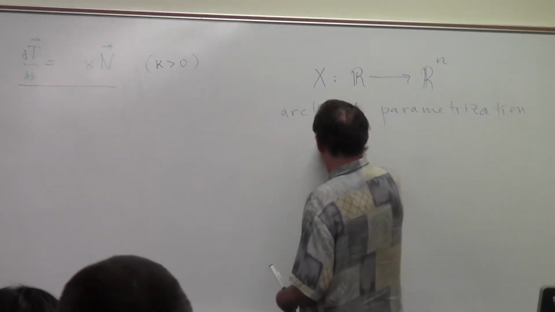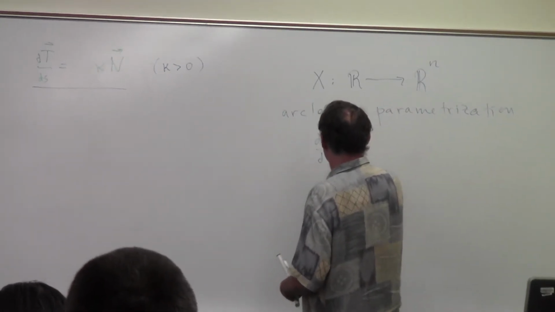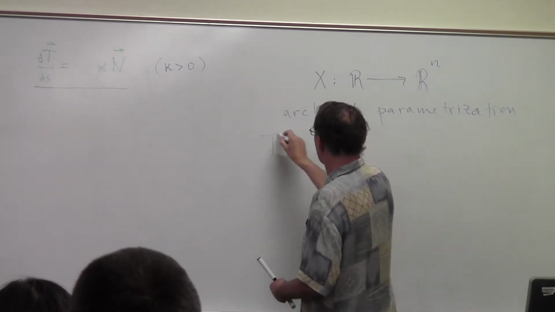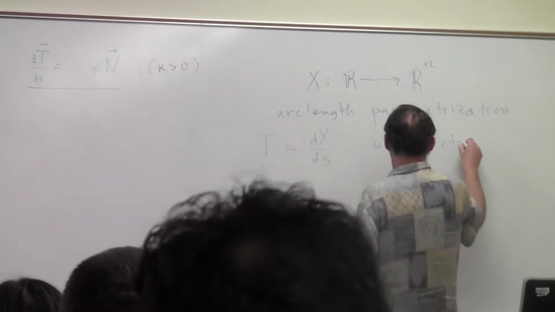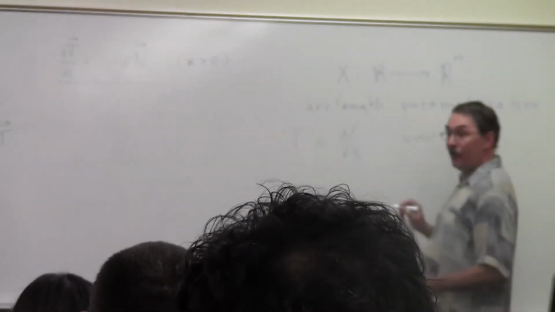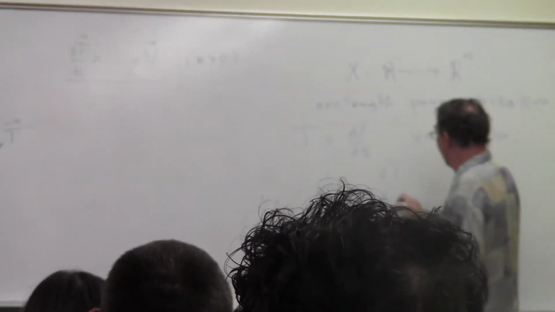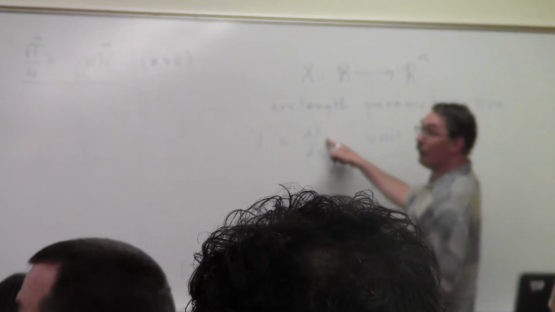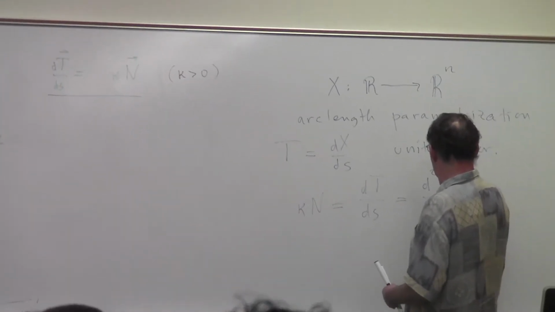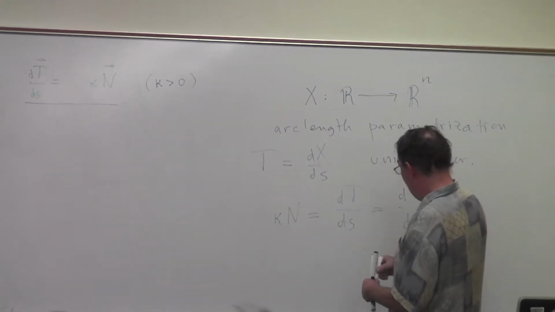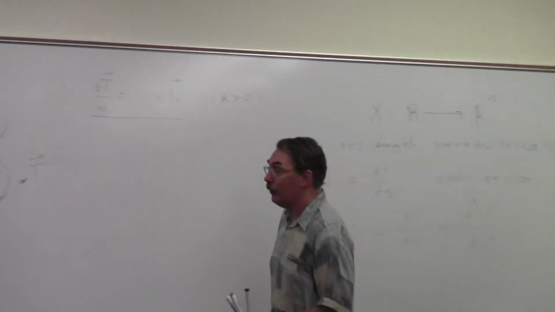This means that dx/ds is a unit vector. And then you can define the curvature vector, k times n. You can define that to be the derivative of T with respect to s. And since T is the derivative of x with respect to s, that's the second derivative of x with respect to s squared. Okay, so that's the definition of curvature.